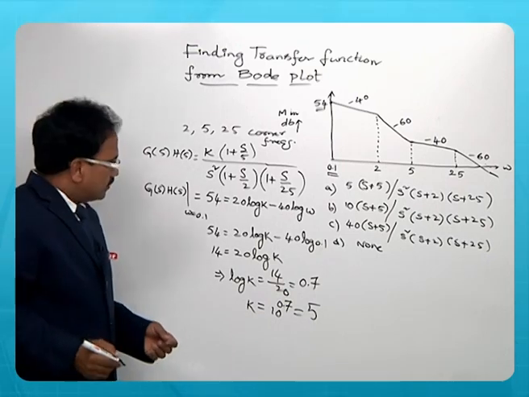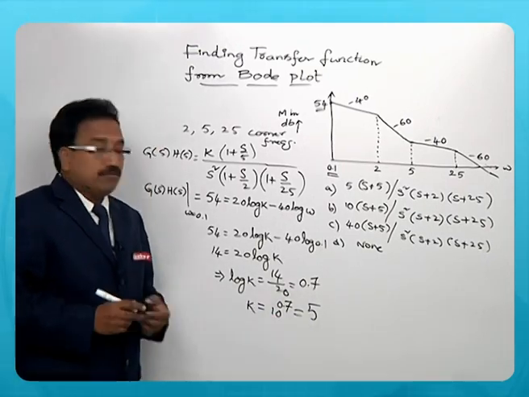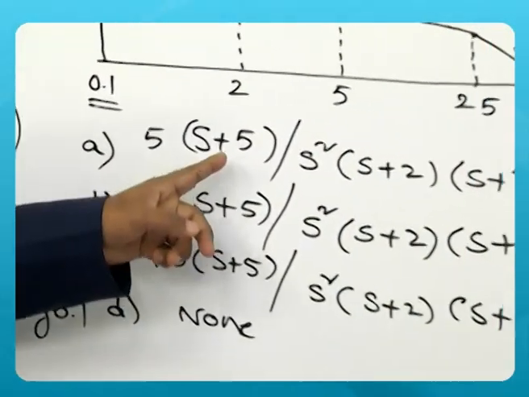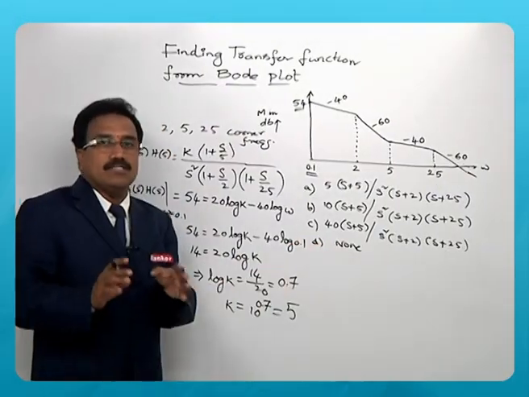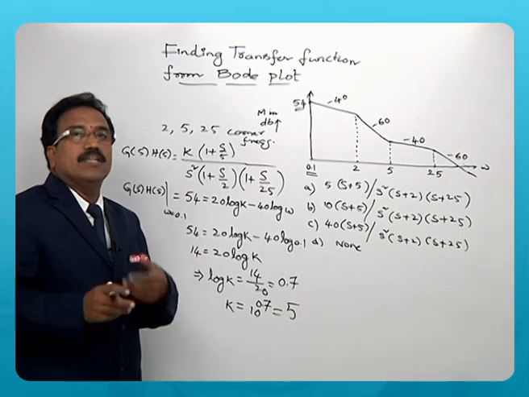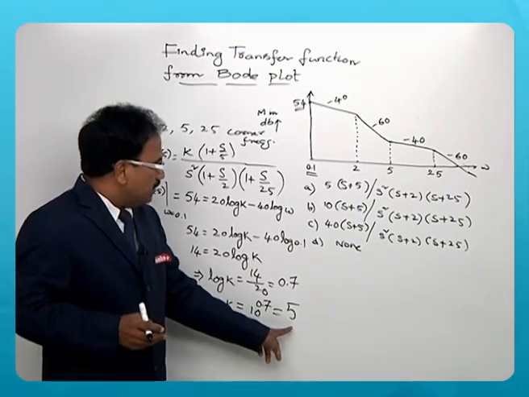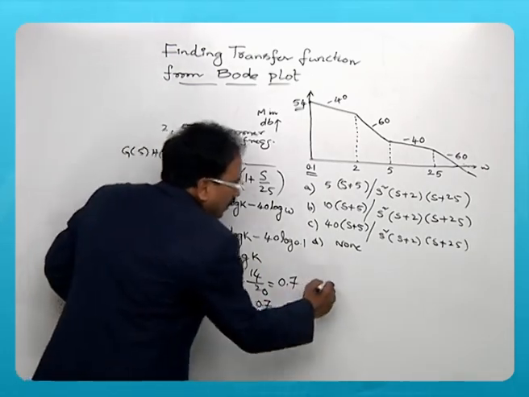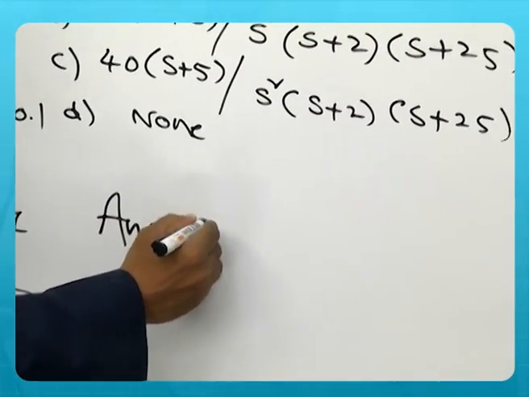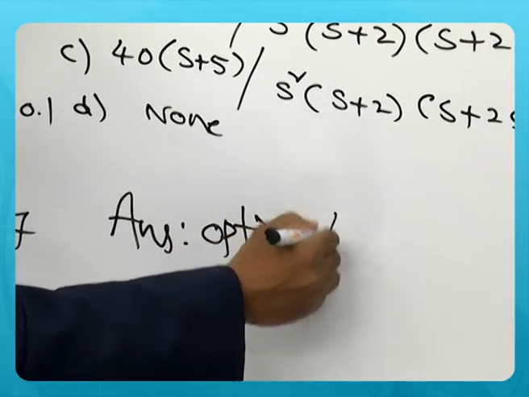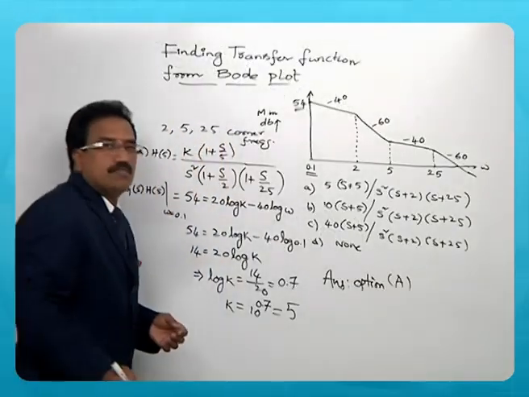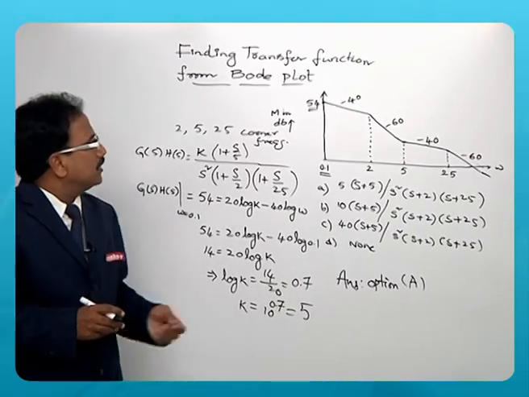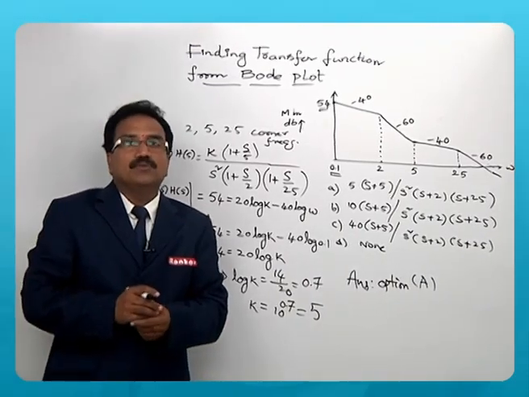Once you see the value of K equal to 5, in the first three options, as I said, the 0 and poles are the same, but the only change is the gain constant. So K is 5, so option A is the right answer. So the answer is option A. This is the way we need to find the transfer function from the given Bode magnitude plot.